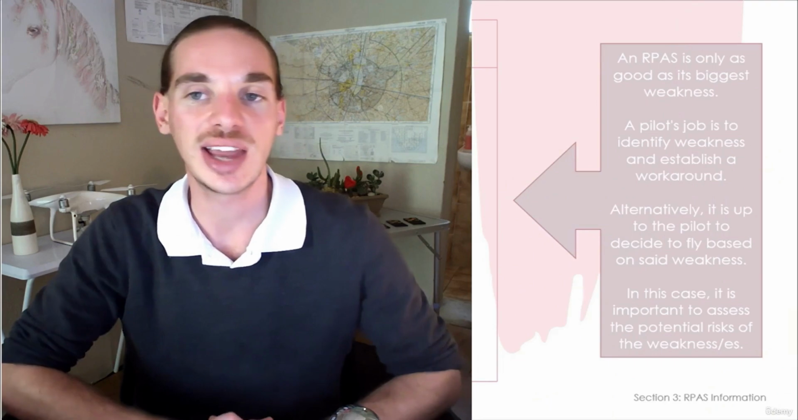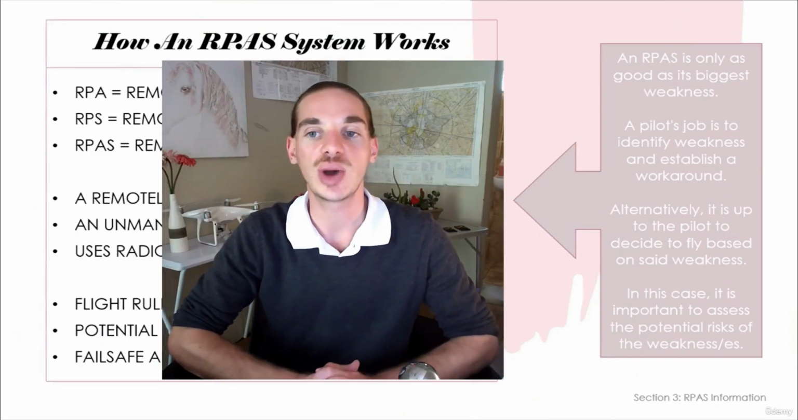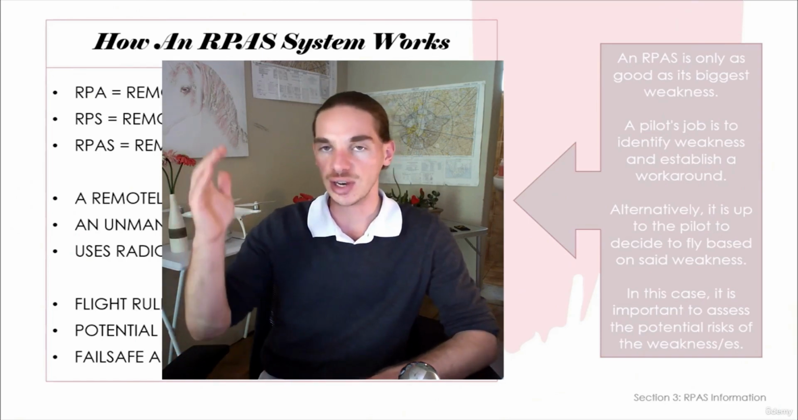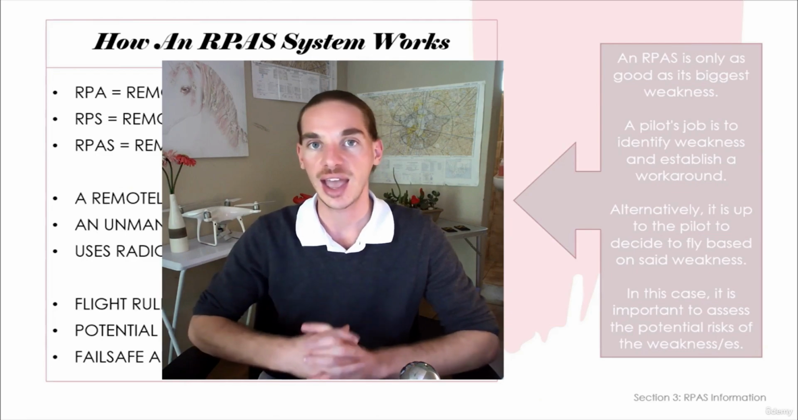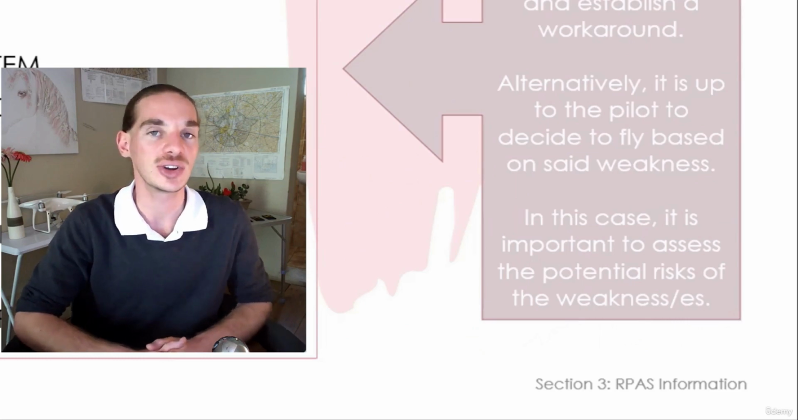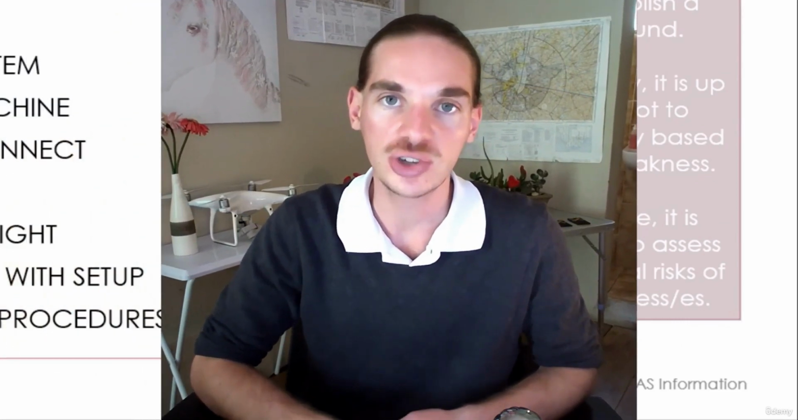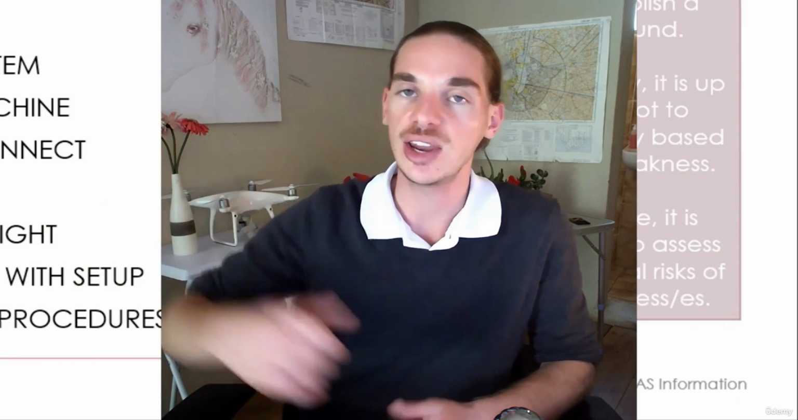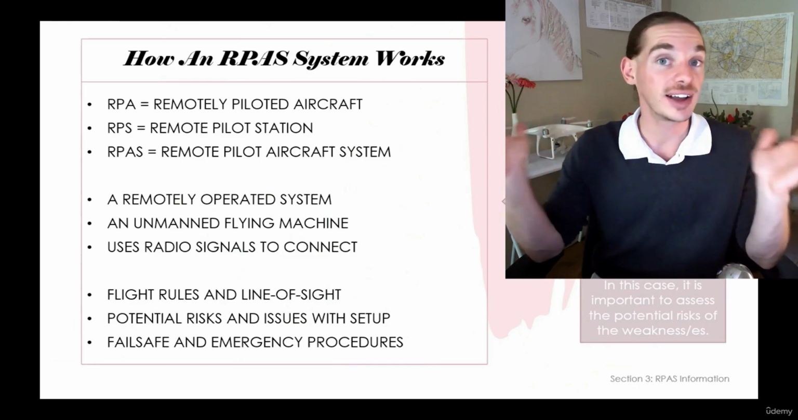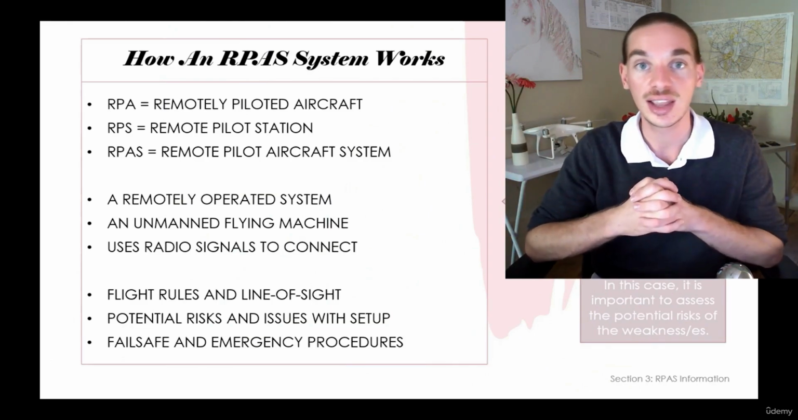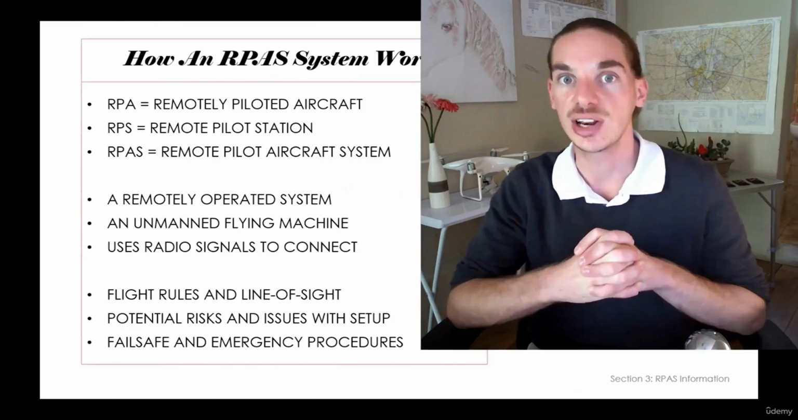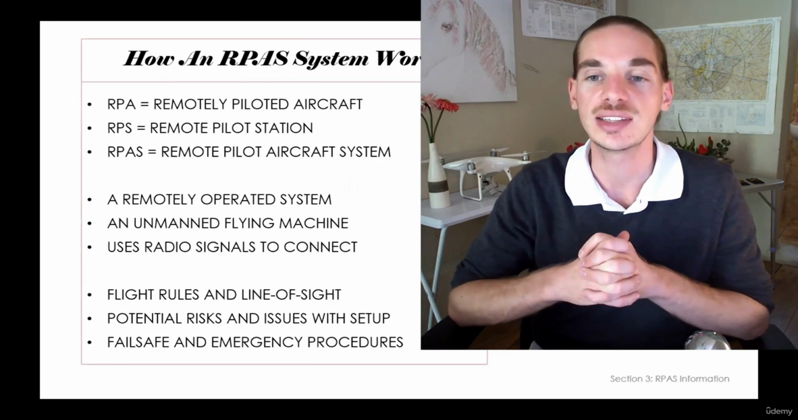An RPAS is only as good as its biggest weakness. A pilot's job is to identify weakness and establish a workaround. So it's your job to identify the limitations of your drone and figure out how you can use the drone that you have. Alternatively, it is up to the pilot to decide to fly based on said weakness. If you know that your C2 link, your radio connection, is not a strong connection and you want to fly surrounded by Wi-Fi signals and satellite signals, it's your discretion as the pilot. You can say yes or no, I want to fly based on risk assessment and risk mitigation. Generally, you're probably going to say no, I want to strengthen my C2 link instead.